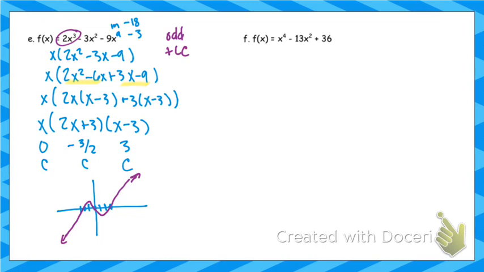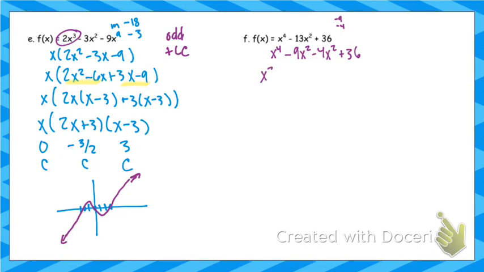All right, last one, we're just going to factor. On this one, I need numbers that multiply to 36 and add to a negative 13. Those are negative 9 and negative 4. So I'm going to split up my middle and keep my terms consistent.